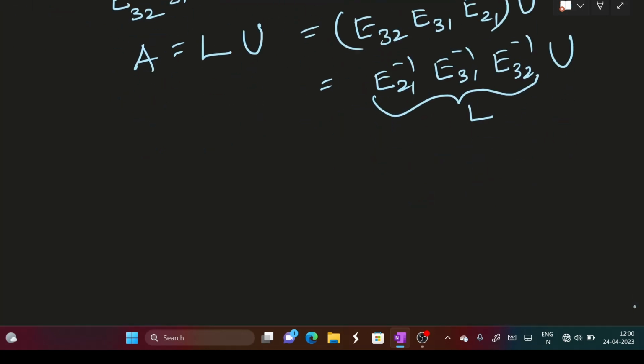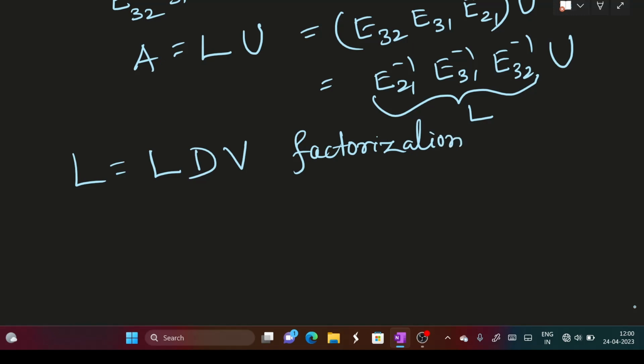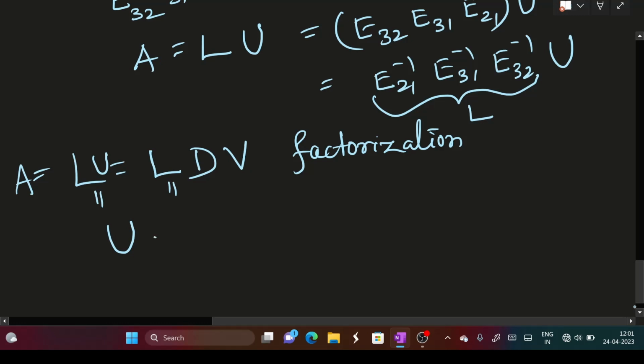So next is A is equal to L D V factorization. So here A is equal to LU factorization or LDV factorization. So here what we will do? This L is same as this L. Then I will write U is equal to D into V.